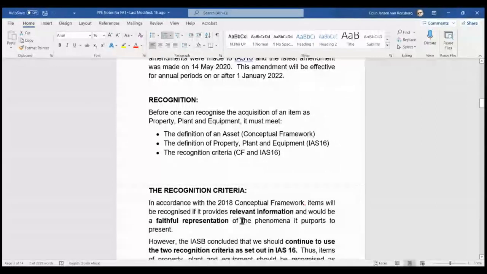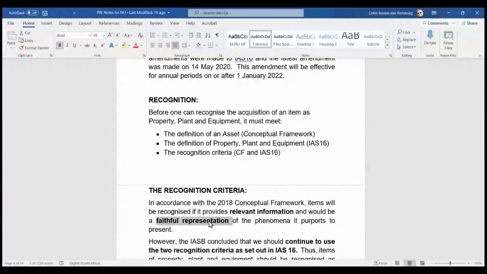So before you recognize an item, you must make sure that it provides relevant information and it would be a faithful representation of the phenomena it purports to present. That sounds very fancy, but it basically just means that it's a true reflection of what really happened within that business when it comes to its results, its operations, its cash flows, as well as its financial position. Then IAS 16 says those apply to property, plant and equipment as well.